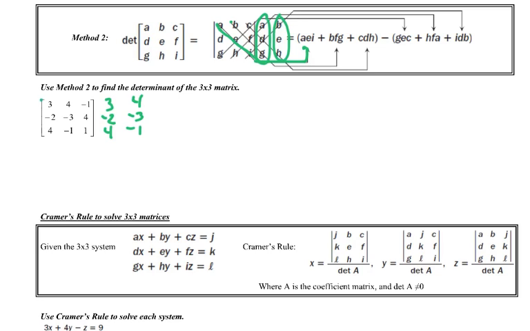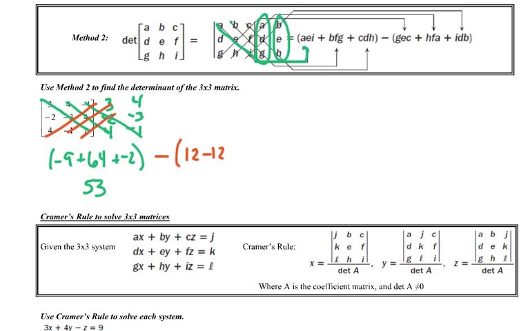All right, so now we're going to start our diagonals. So here, if I multiply those 3 together, I get -9 plus 4 times 4 times 4, 64, plus, that's going to be -2. So if I add those up together, that's 53. Then I subtract, multiplying up this way. So that's going to be +12, here -12, and then here is -8. So 53 minus -8 is 61.